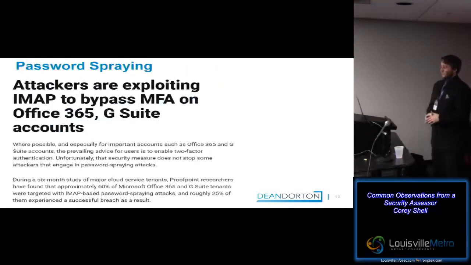Now, we mentioned password sprays earlier. So earlier this year, security researchers at Proofpoint had a study. They found that roughly 60% of Office 365 and G Suite tenants are targeted by IMAP-based password spray attacks, and roughly a quarter of those experienced a breach as a result. So password spray attacks are very common. And really the best way to mitigate this is to disable legacy protocols like IMAP, POP, and SMTP.